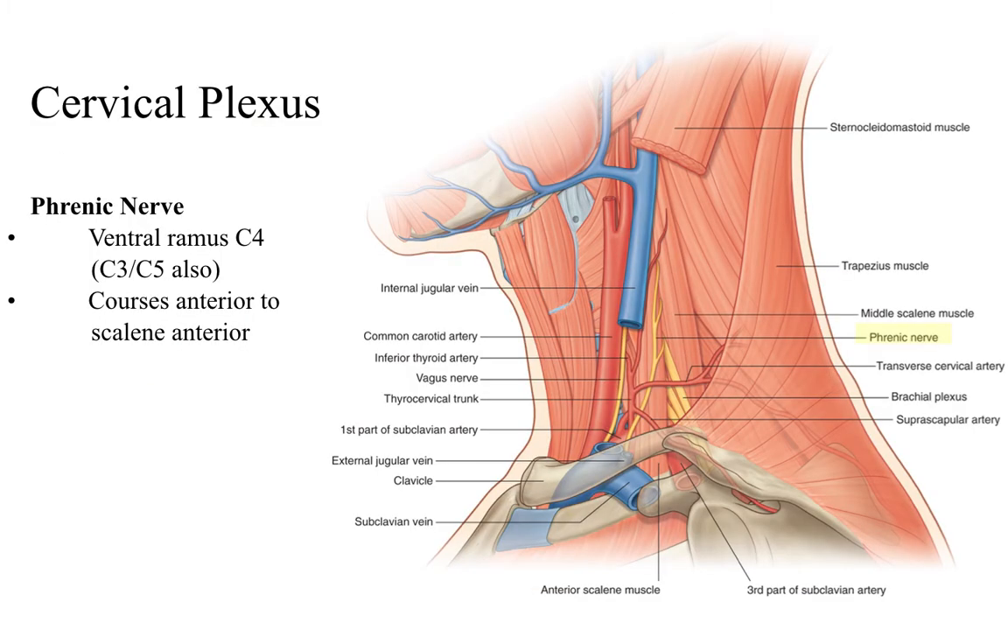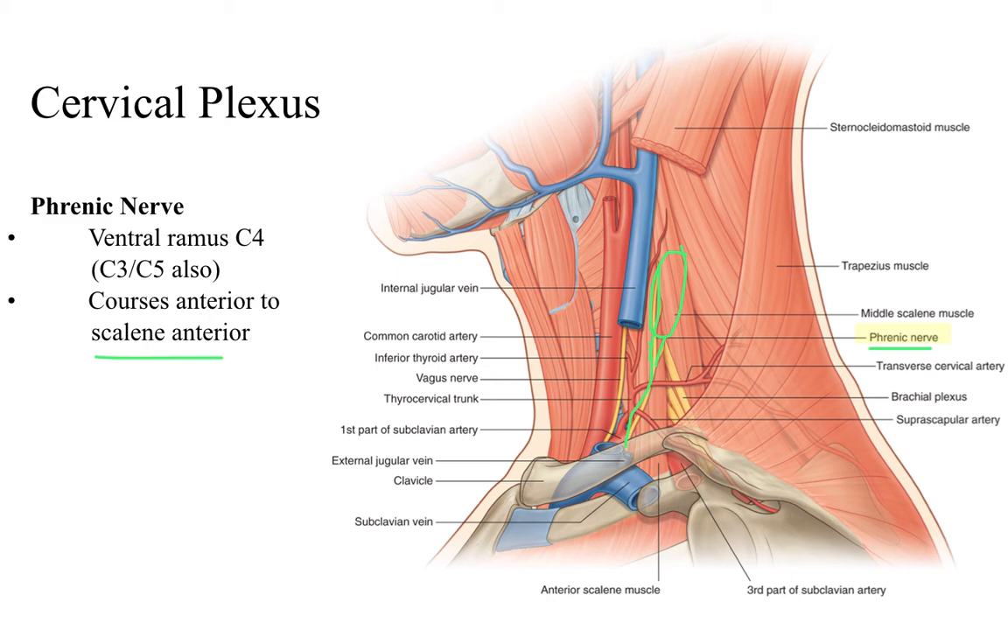Okay, so this picture is just showing you the phrenic nerve and reminding you that it comes from ventral rami of C3, C4, and C5, and here you see it coursing down. So its beginnings are in the posterior triangle of the neck, but then it courses underneath the sternocleidomastoid muscles and anterior to the anterior scalene muscle.